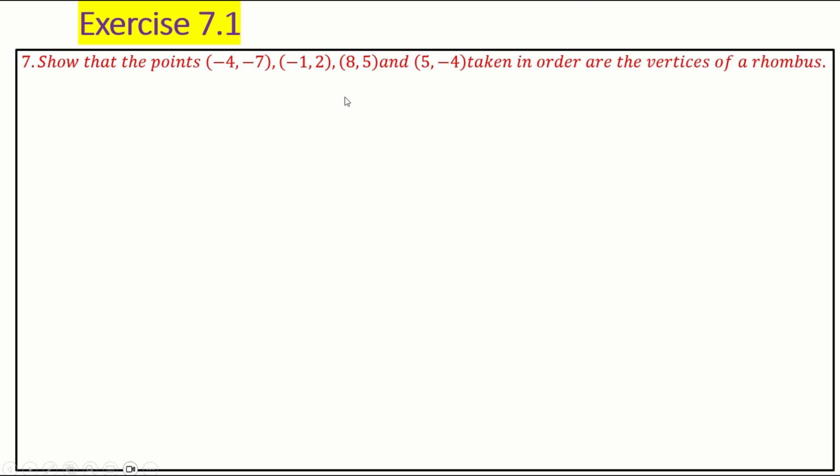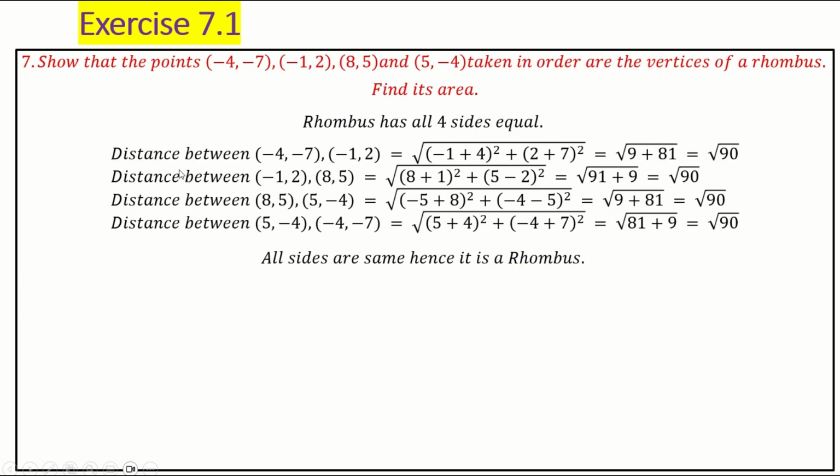Show that these 4 points taken in order are the vertices of a rhombus. What is the rule for a rhombus? All four sides should be the same. That's all. So again, find the distance between the 4 points in the same order. I can see that all the distances are the same. The length of all the sides is the same, which is square root of 90. Or I can write it as 3 square root of 10. Whatever. So it forms a rhombus. Next.